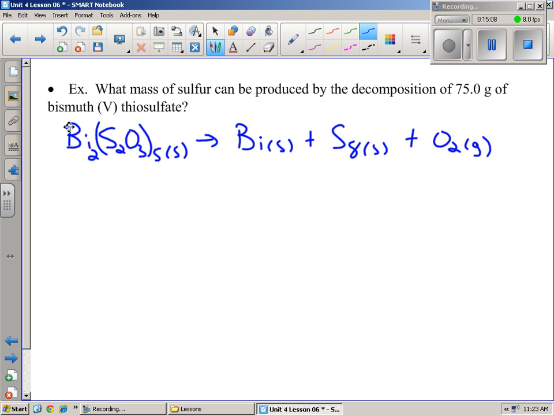Bismuth 5-thiosulfate looks like that. It is an ionic compound. It is a solid. When you heat it up, you're going to get bismuth, sulfur, and oxygen. Molecular elements, each element by itself, of course, hopefully. That's what you did on your quiz today when you do decomposition. Balancing-wise, I'm going to tell you right now, bismuth is not hard to balance. Oxygen won't be too bad.